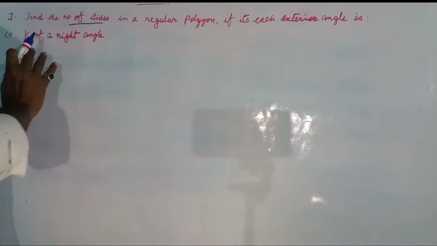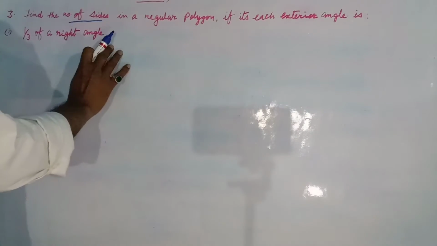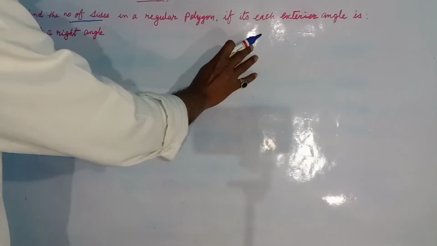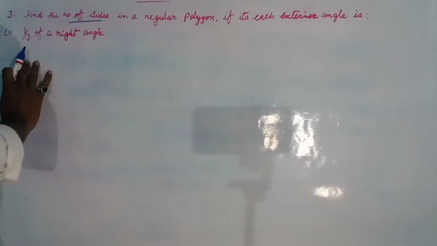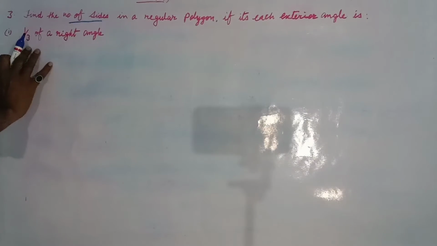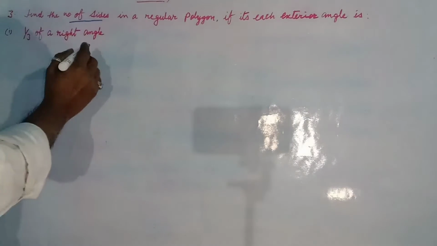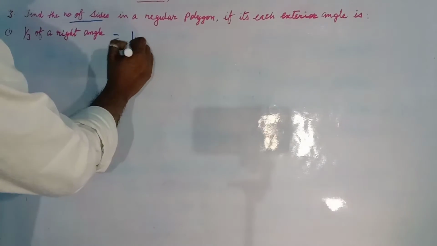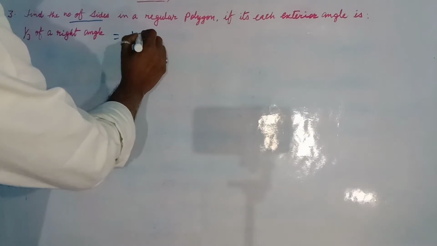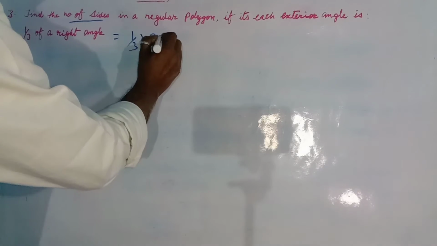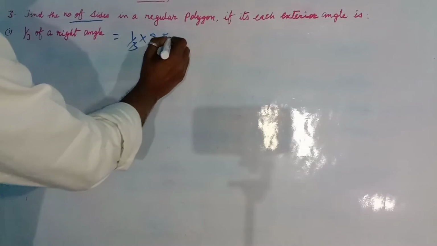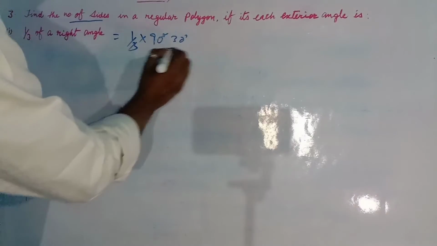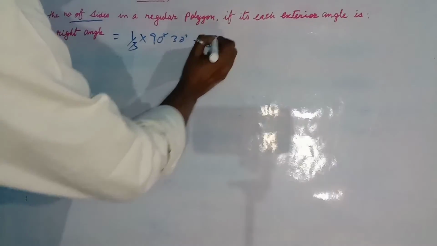Then we have question number 3. Find the number of sides in a regular polygon if its exterior angle is 1 by 3rd of a right angle. First we will find 1/3 of a right angle. Then 1/3 means 1 by 3, of means multiplication, and a right angle means 90 degrees. Now we will cancel and we get 30 degrees.